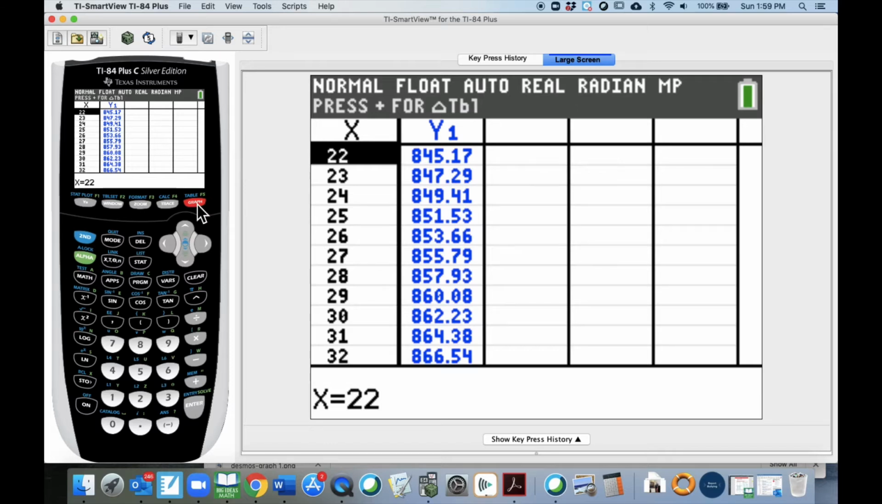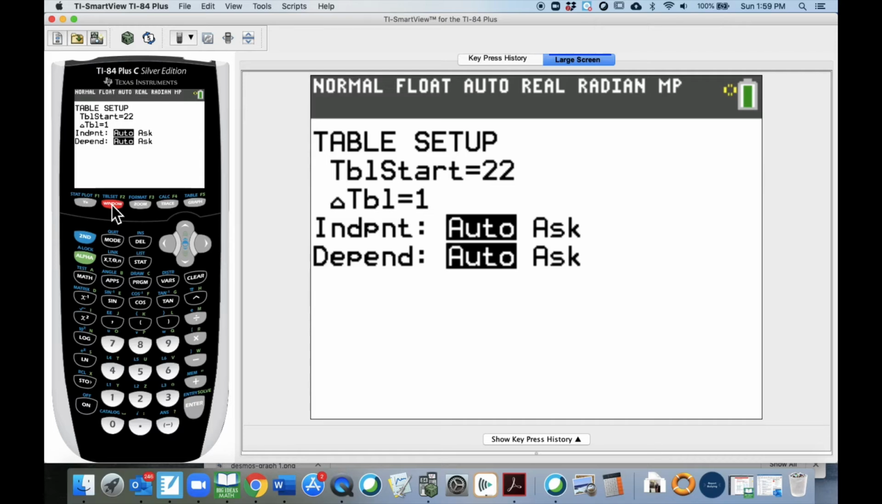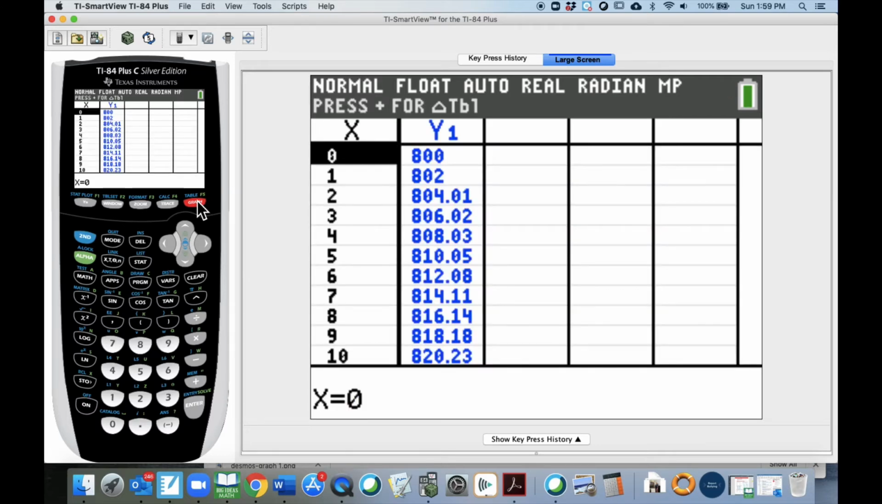I can do that. The easiest way probably to do that is up here there's a table set button. So if I go to second table set, and I want to start at 0 and I want to count by ones. So I've just done that. So now I need to go back to my table. So second table. And once again on this table on the paper, I did skip some months.